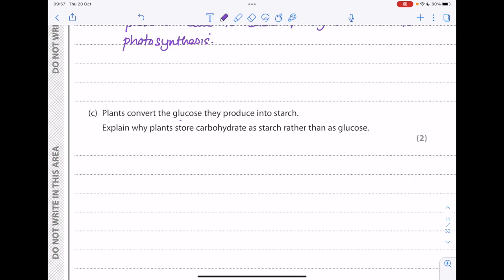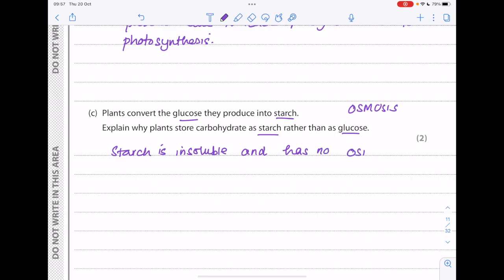Plants convert the glucose they produce into starch. Explain why plants store carbohydrate as a starch rather than glucose. This is an answer that's all to do with osmosis, because starch is insoluble and therefore is a great storage compound as it has no osmotic effect. So it won't be drawing water into and out of cells.